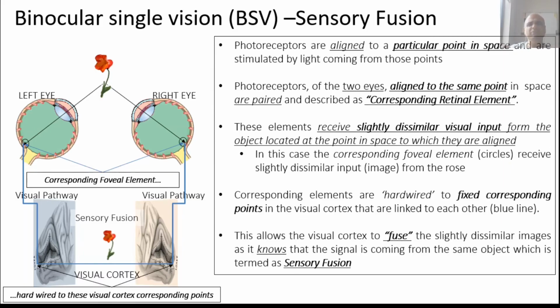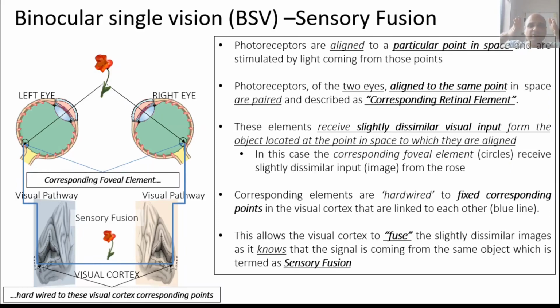Sensory fusion is a little more involved, but it's not that difficult to understand once you realize photoreceptors are aligned to a particular point in space. Photoreceptors between the two eyes that are pointing or aligned to the same point in space are paired to one another and are called corresponding retinal elements. And since most of the time it is the fovea of the eye that is looking towards your object of interest, we usually speak in terms of corresponding foveal elements.